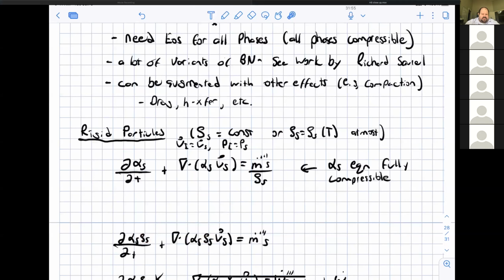And let me look for a movie real quick that can show this very cleanly, that even though we're assuming rigid particles, the model itself is still compressible. Let's play. Excellent.